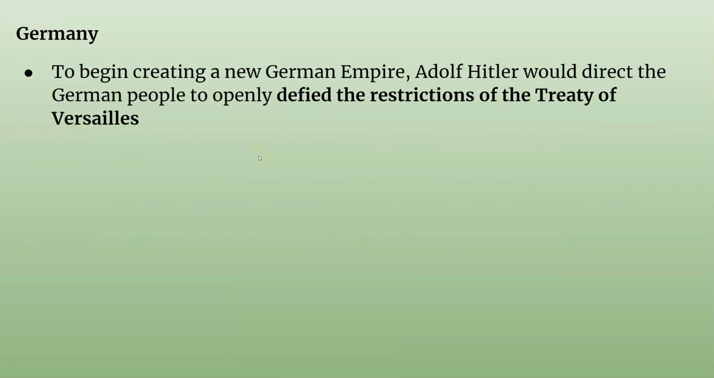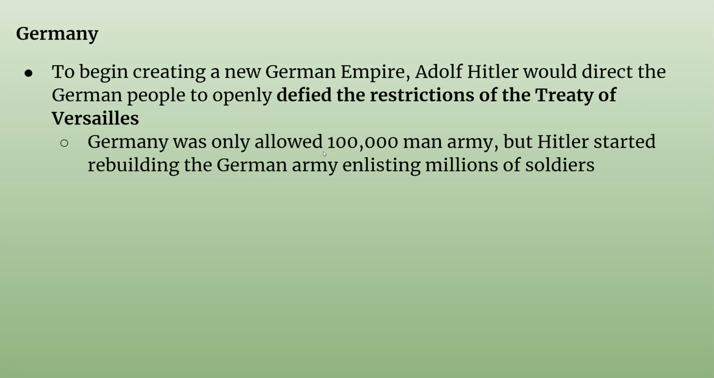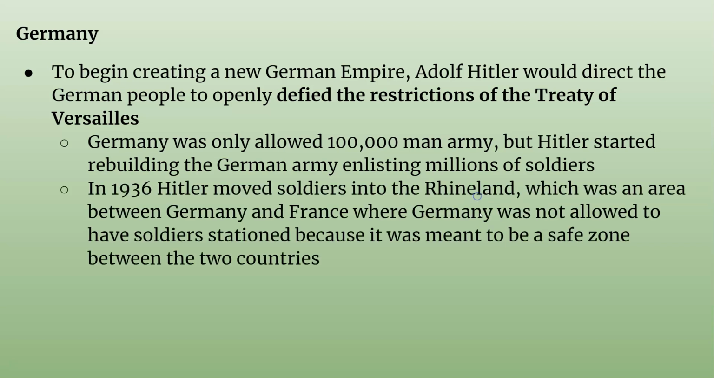In Germany, Adolf Hitler started defying the Treaty of Versailles directly. Germany wasn't allowed to have more than 100,000 soldiers, according to the Treaty of Versailles, but Hitler directly went against that and started enlisting millions of soldiers.